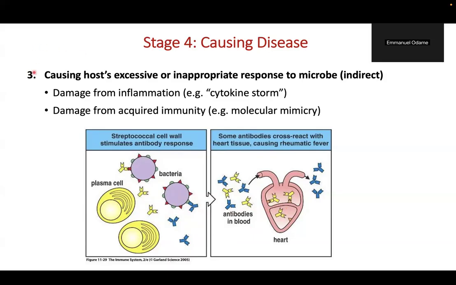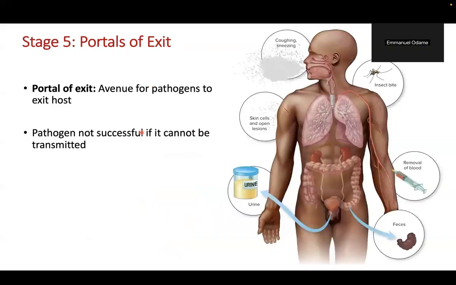So those are the different ways in which the bacteria can cause inappropriate immune response, so inflammation or through acquired immunity. So now it has done all the damage it needs to do. The bacteria have to exit the body, because the end goal of every pathogen is that once the damage is done, it has to leave the body.